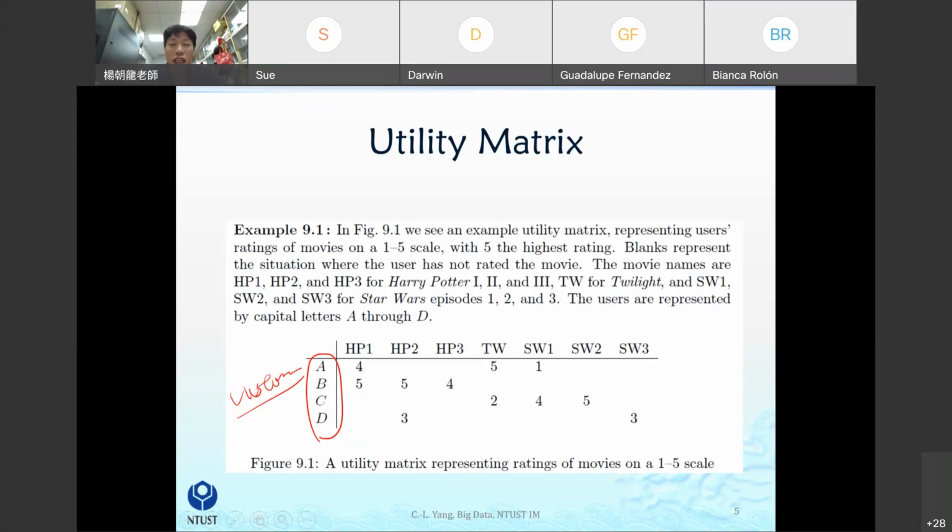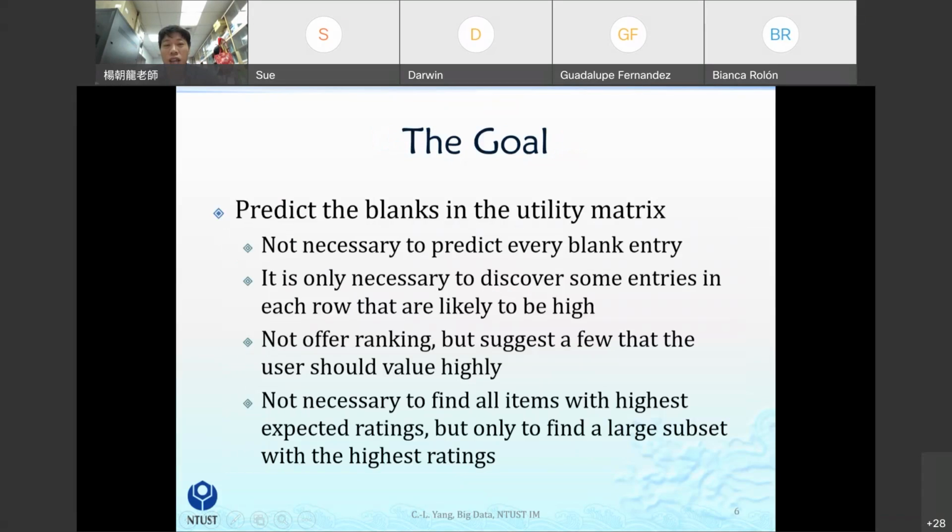And you see this table actually contains some information about ratings, how they rated the movie. For example, customer A watched Harry Potter 1 and rated it 5, which is quite good, and rated Twilight 5, Star Wars 1. So that is what we call a utility matrix, and it represents the ratings of movies on a different scale for each individual customer. So we start with these items.